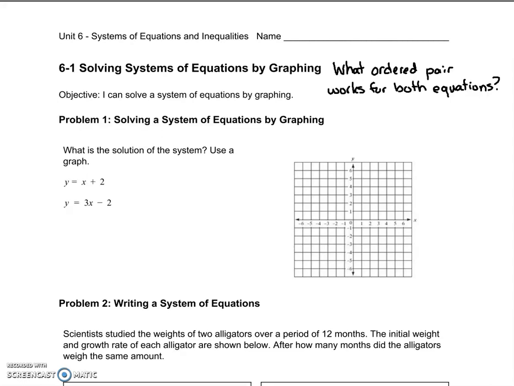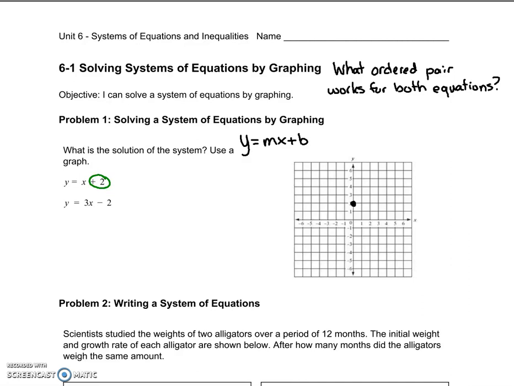So remember, these are in the form y is equal to mx plus b. That's slope-intercept form. My b tells me my y-intercept, where I cross the y-axis. So on this first one, I'm going to cross that y-axis at 2. So positive 2. So I'm going to go up 2 and put a dot right there.